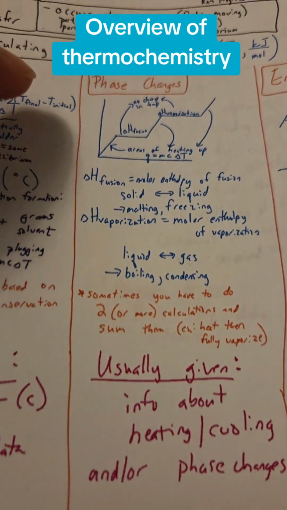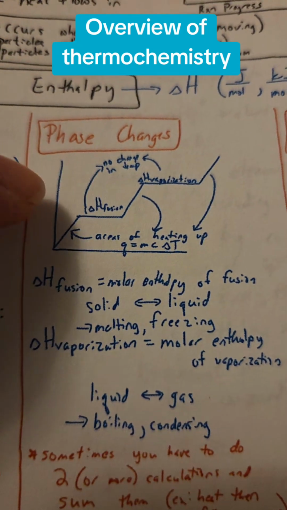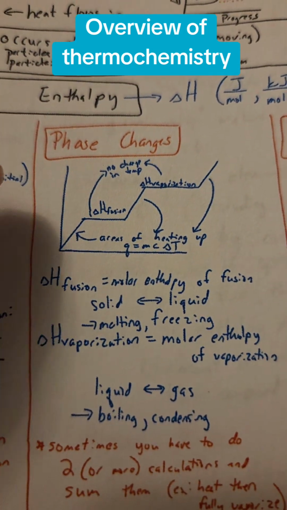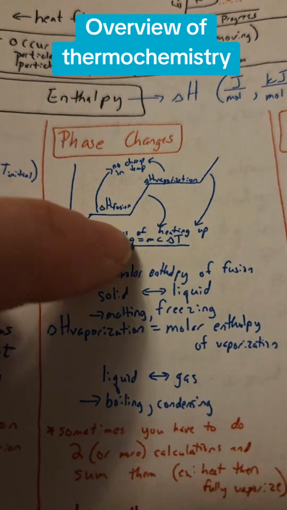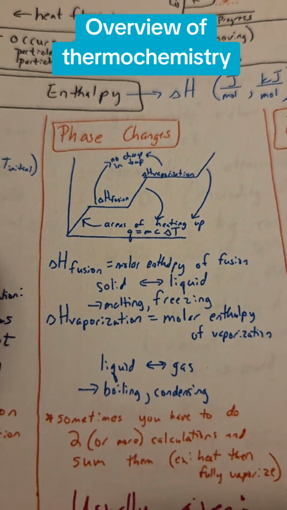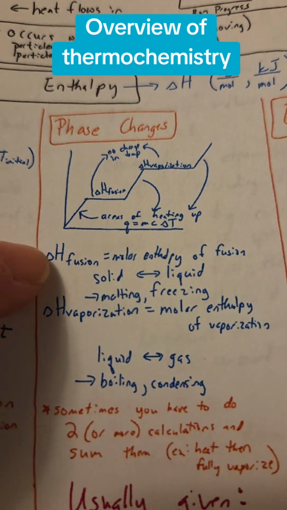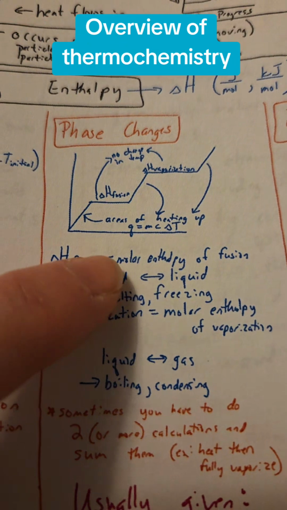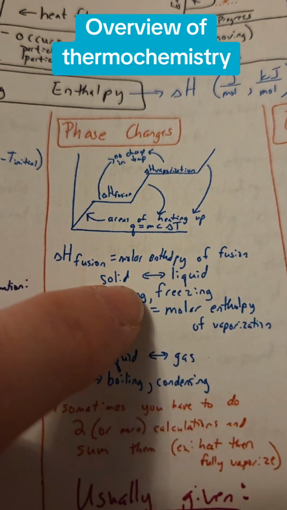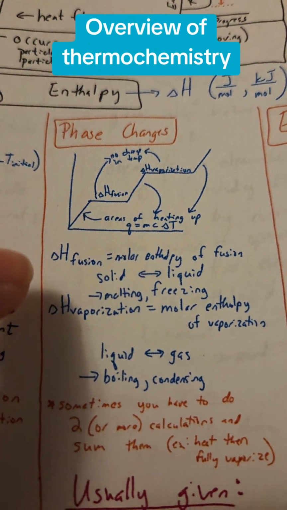Calorimetry is also used on heating curves or cooling curves. This is a heating curve. A cooling curve would look exactly the opposite. So this is going to be your temperature, and this is going to be your progression of the process. Your delta H of fusion, which is called the molar enthalpy of fusion, is the amount of energy that's required to change a substance from solid to liquid or vice versa. That is this point on the heating curve.